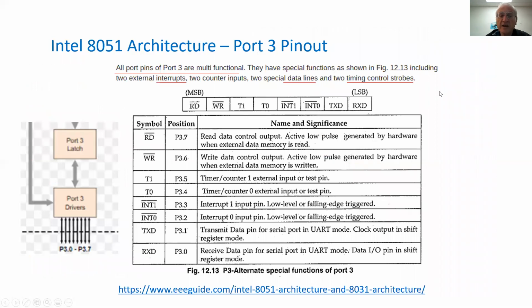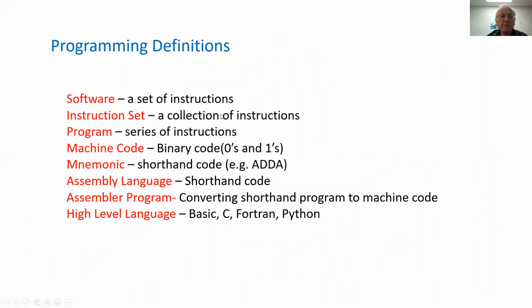What we see over here is that in the particular setup that we saw for the 8051 architecture, port 3, for example, has multiple functions, not just data line, but also it has the read data, it has write data, control input, it has timers, it has 2 interrupts, and also the transmit and receive data pins.